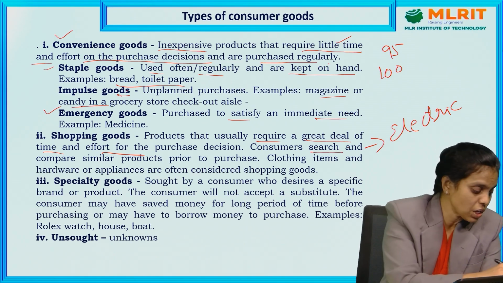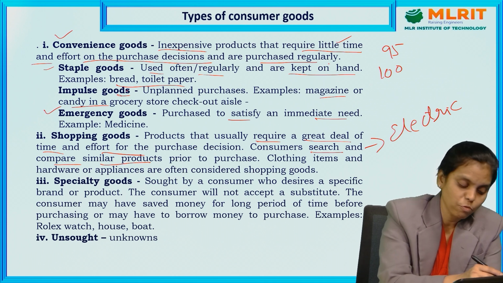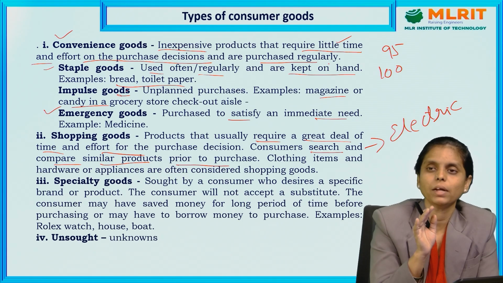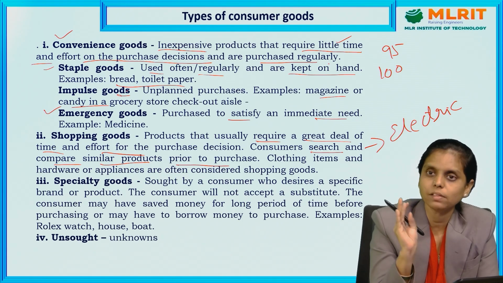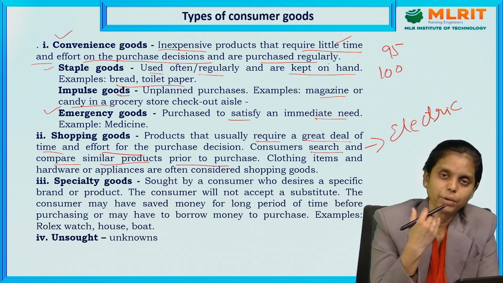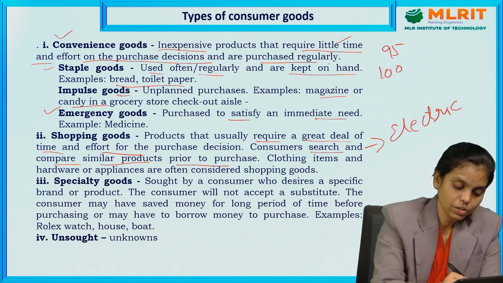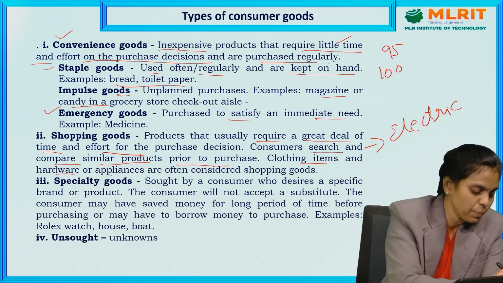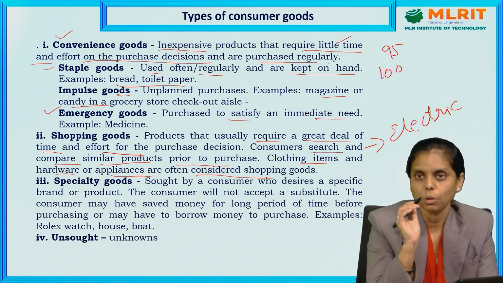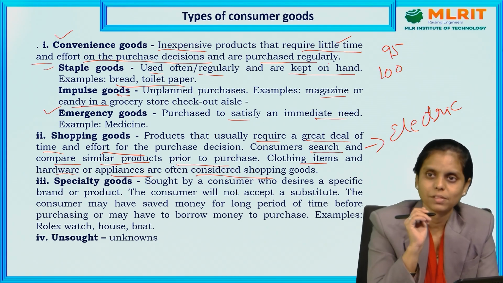Consumers search and compare similar types of products prior to their purchases. They will compare different features, different prices, different sellers. There are many different parameters that we will evaluate before making this purchase decision. Clothes, items and hardware, different types of appliances will come under shopping goods. Electronic goods is one of the best examples for this.